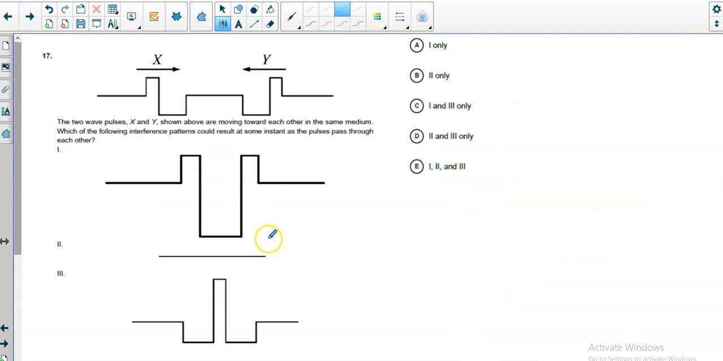17. Two wave pulses, X and Y, shown above, are moving toward each other in the same medium. Which of the following patterns could result at some instant as the pulses pass through each other? It's a tricky one because there's multiple possibilities. But let's see.